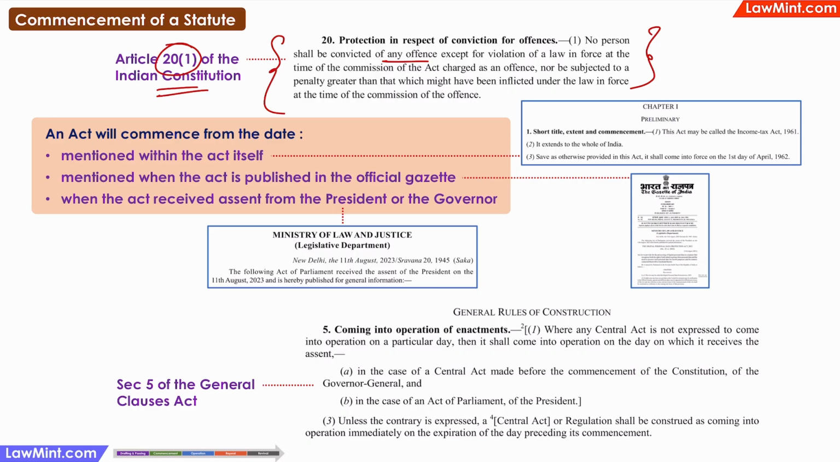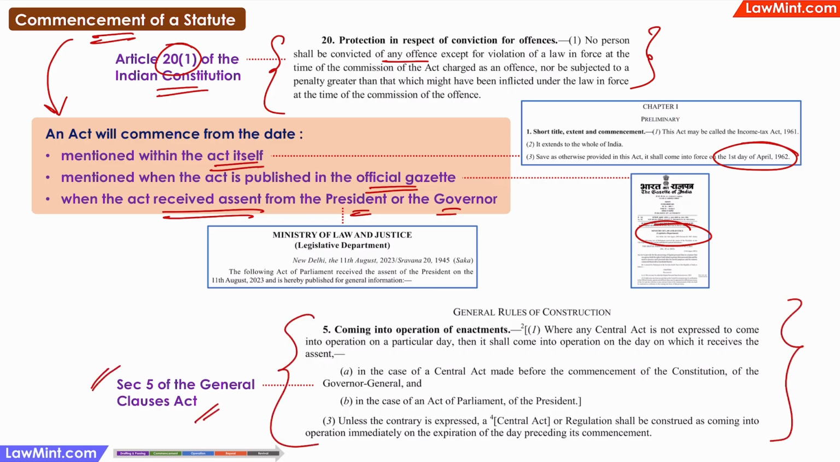Whenever a significant new statute is enacted, there would be some cases where this question of whether the statute was in force or not will arise. So, the commencement of any statute can be determined in three ways. The statute itself may mention the date from when it will come into force, like it does in the Income Tax Act. It may be mentioned in the official gazette when the statute is published. Or, if the Act itself and the gazette are silent about the commencement date, then it is considered to be in force from the day when it received the assent of the President or the Governor if it is a state legislation. These ground rules about the commencement of statutes are as per Section 5 of the General Clauses Act.